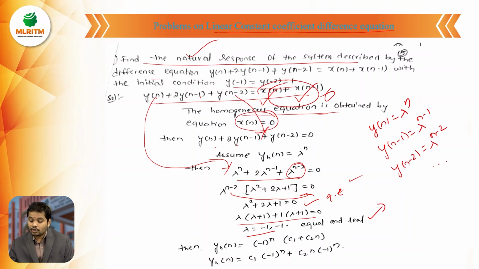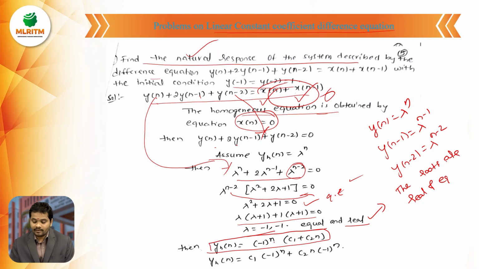That is the term you have to know here. The roots are real and equal. According to our condition in the linear constant coefficient difference equation derivation, if the roots are equal and real, the homogeneous solution should be like this: minus 1 whole power n times C1 plus C2 n. If another root is there, it is C1 plus C2 n plus C3 n square. Like that we will write it for another root.